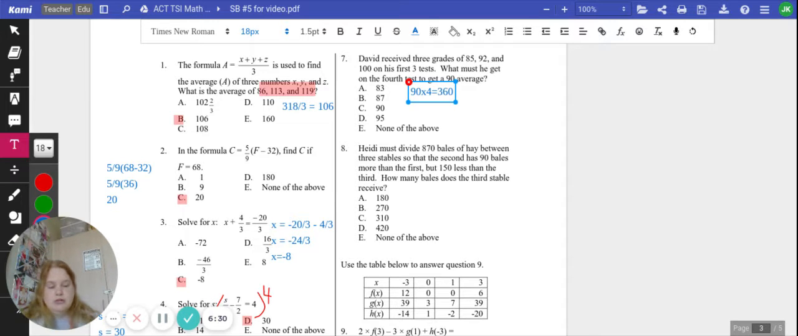And then I'm going to subtract from it all of the grades he already has. So I'm going to subtract the 100, the 85, and the 92. And when I do that, it's going to tell me how many points are left for his 4th test. So I take 90 times 4, because there's 4 tests, and he wants a 90 average. That's 360. Minus the 3 tests he already has, 100, 85, and 92. And I end up with an 83.